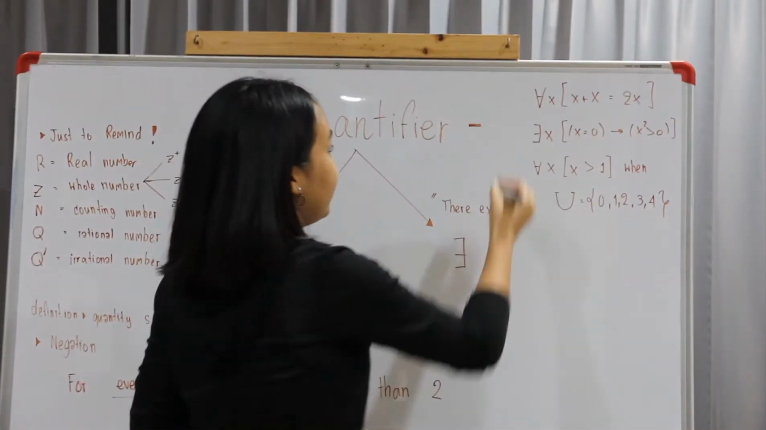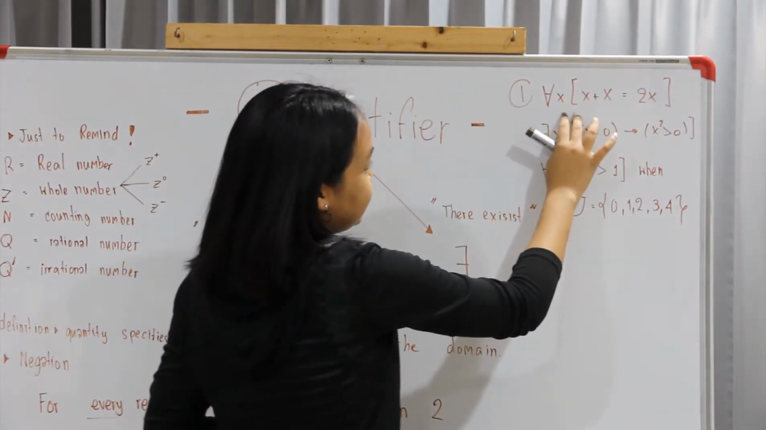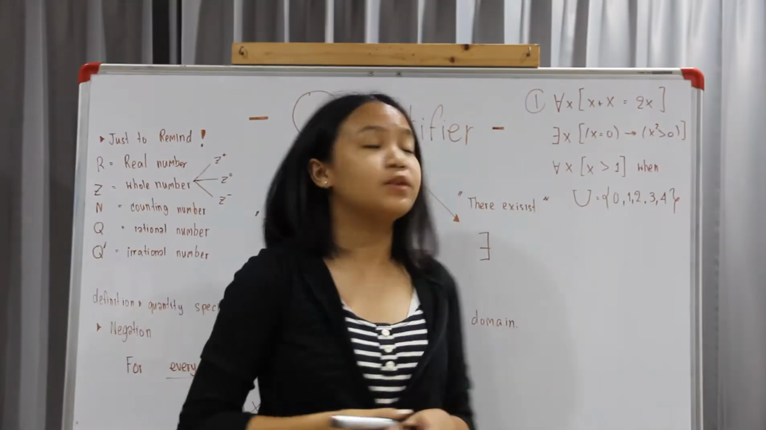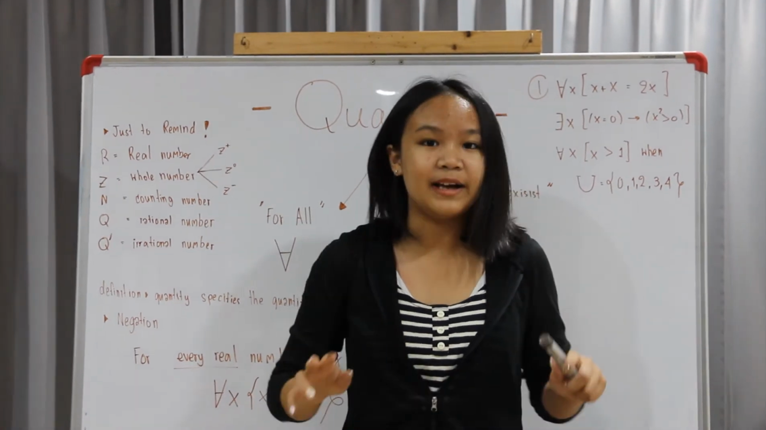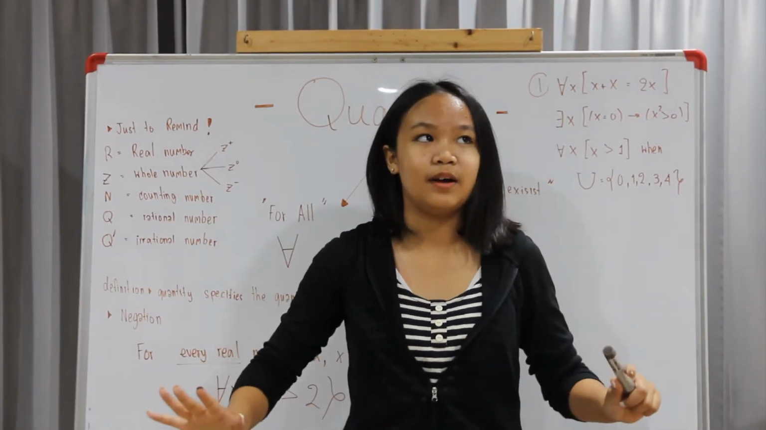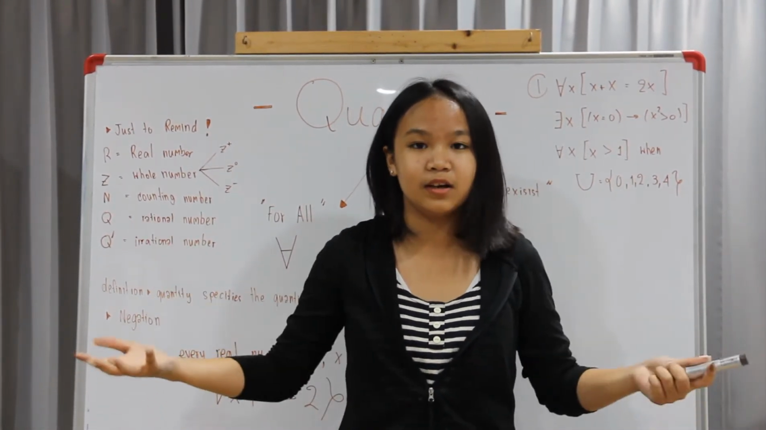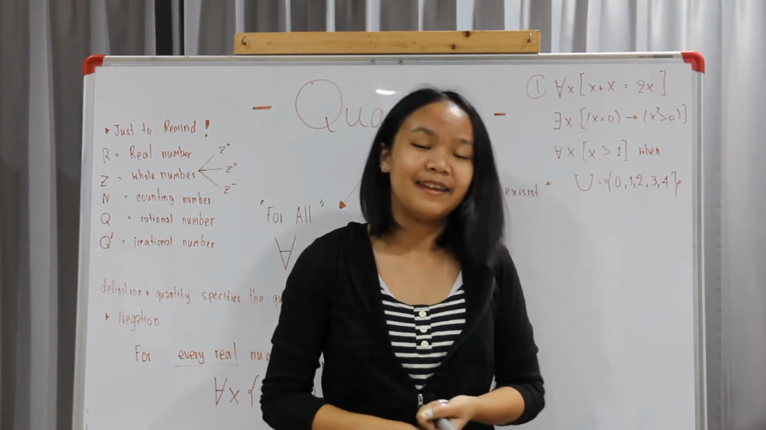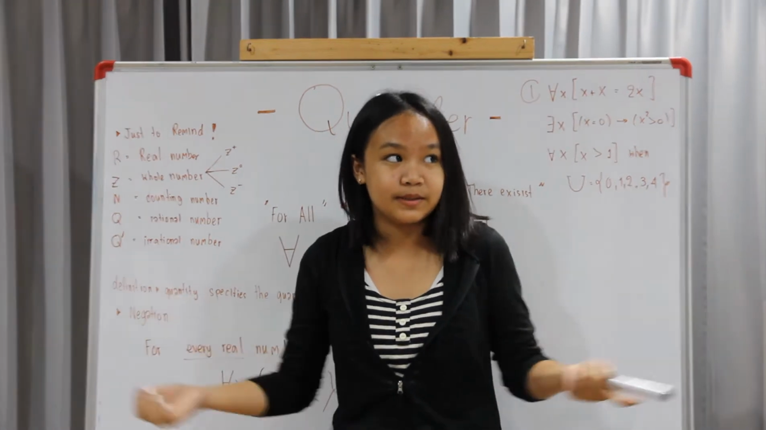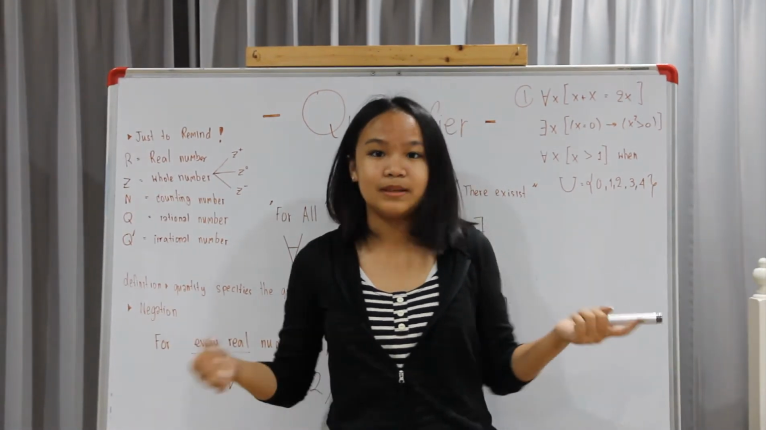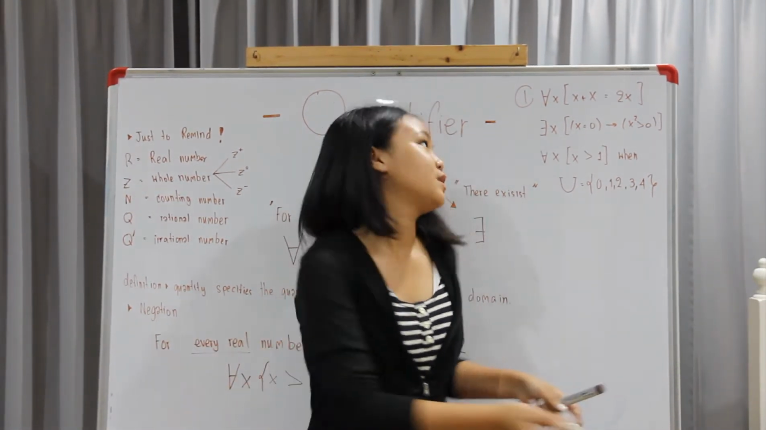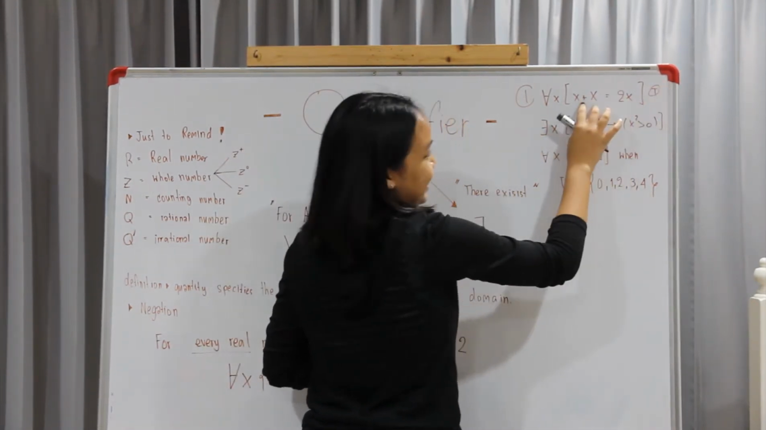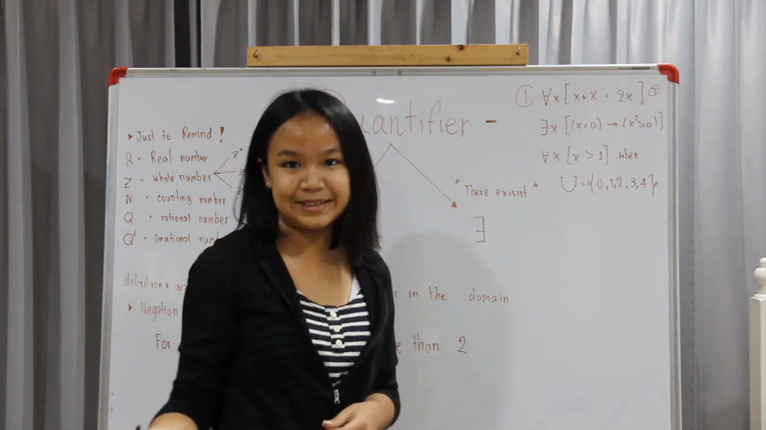See our first example. For all x, x plus x is equal to 2x. Prove if it's true or false. For all x means every x in the world, including everything. So x plus x is equal to 2x. Is that right? I think it is. When you say 0 plus 0, that is 0, right? 1 plus 1, that is 2. So that means this is true. Or you could just say x plus x will be equal to 2x.